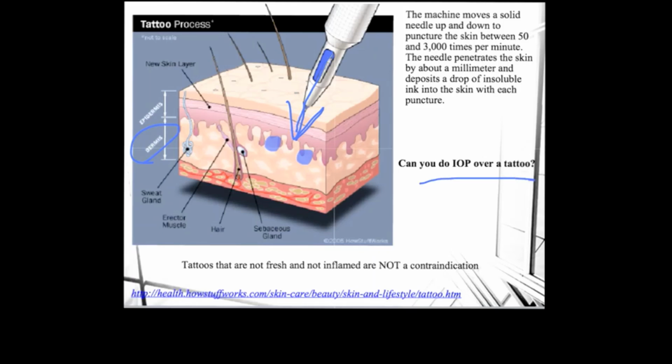So can you do iontophoresis over a tattoo? Well, I'm going to best answer this with what we call a triple negative, which is great, right? So it's not fresh, and it's not inflamed, it's not a contraindication. So it's okay to do unless the patient just got the tattoo and or it's inflamed. So there you go. There's your little triple negative. Okay, we'll keep moving on here.